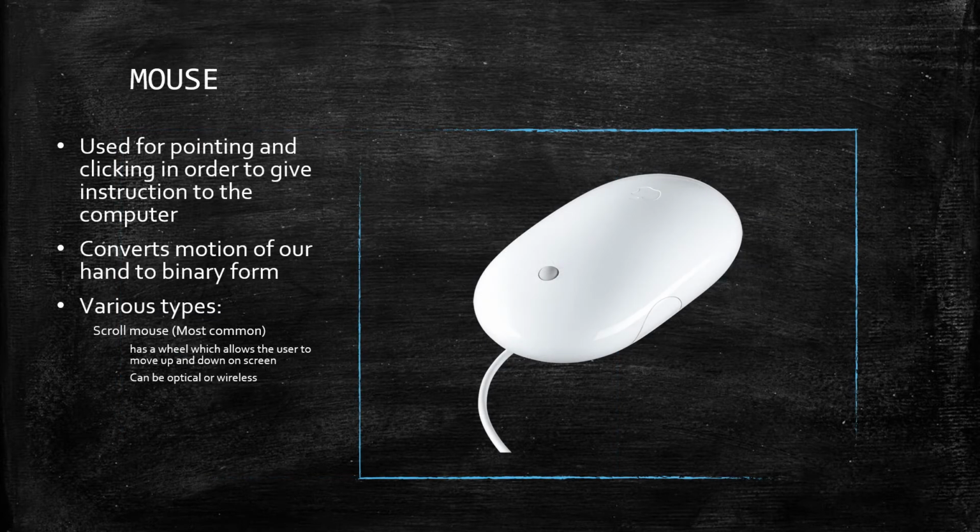Mouse is a pointing device which uses pointing and clicking to give instructions to the computer. Here the motion of the hand is converted into its binary form by the mouse. There are various types of mouse. The most common one is the scroll mouse, which has a wheel for scrolling up and down. The mouse can be optical or wireless.